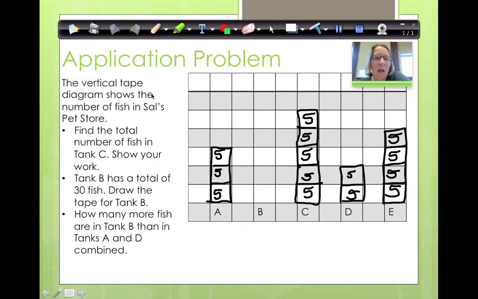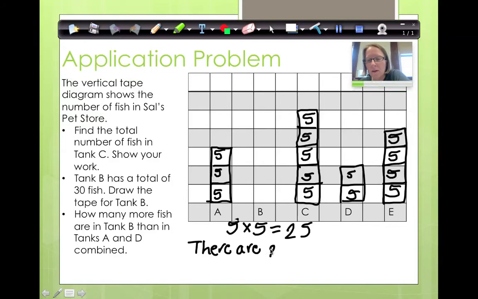Okay, so let's read about this. The vertical tape diagram shows the number of fish in Sal's pet store. Find the total number of fish in tank C. Show your work. Okay, tank C. How many pieces of tape? 1, 2, 3, 4, 5 pieces of tape. Each one is worth 5. Now, if each one is worth 5, and there's 5 pieces of tape, 5 times 5 is 25. Now let's write a statement. There are 25 fish in tank C.